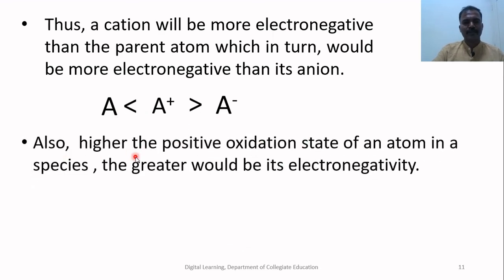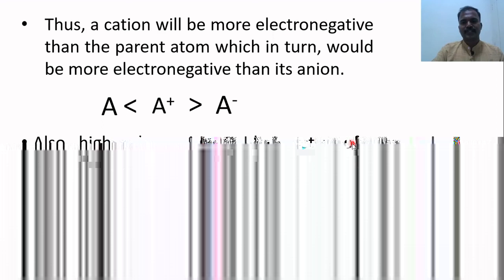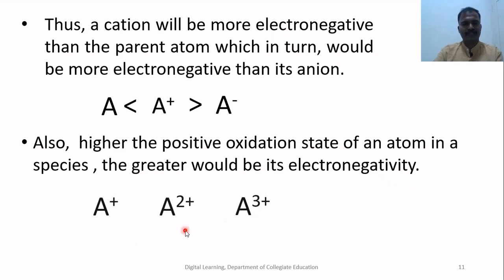Then there is another point. The higher the positive oxidation state of an atom in a species, the greater would be its electronegativity. Let us have a look at this. I have taken A plus, A2 plus and A3 plus. As the positive charge increases on the ion, the effective nuclear charge increases and the electronegativity value will also increase. So it is following this order.